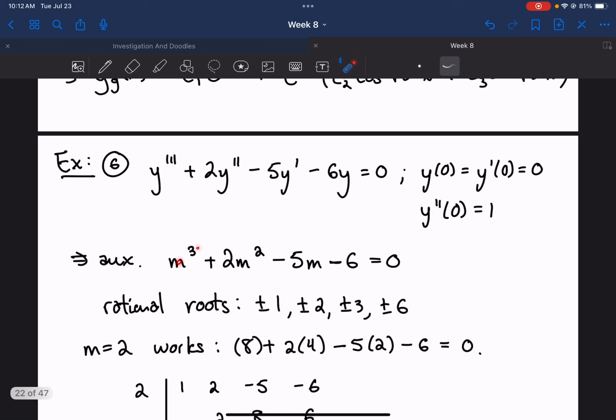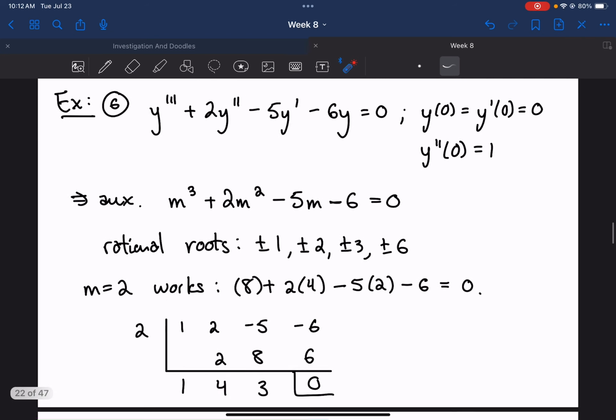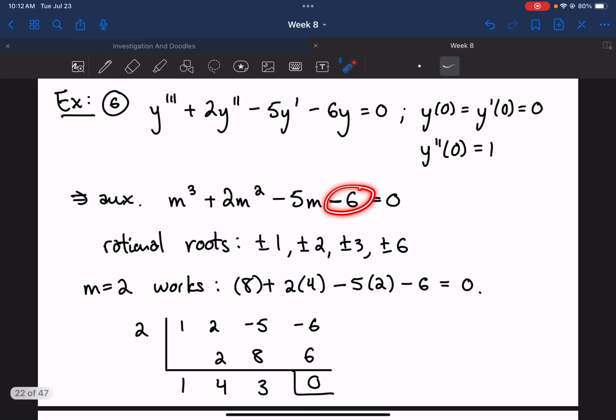m cubed plus 2m squared minus 5m minus 6 equals 0. That's my auxiliary equation, right? I need to find the roots. Possible roots are plus minus 1, because there is a 1 out front, plus minus 2, plus minus 3, plus minus 6. Those are the factors of the last term, sorry, the factors of negative 6. We can check them down the list, and we find out that m equals positive 2 works, right?